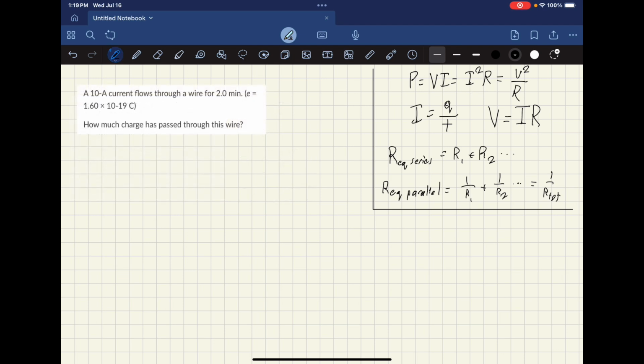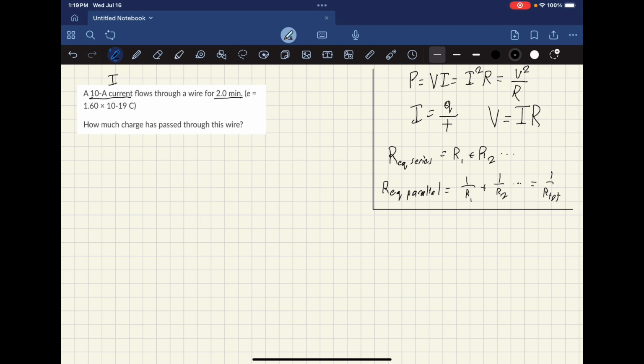For our next question, we have a 10 amp current. It flows through a wire for 2 minutes. And then we just have the natural definition for the charge of an electron. It's just helpful in this problem, I guess. How much charge has passed through this wire?